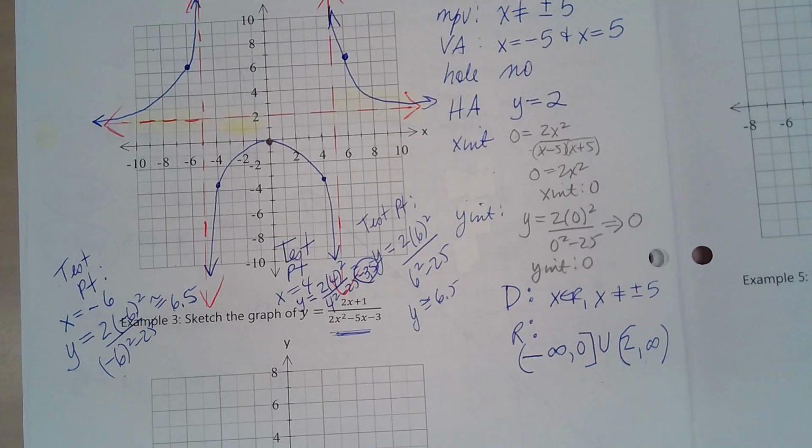Negative 5, 0. Negative 4, 1. Negative 1, 2. Right? This is y equals x plus 3. This is y equals root of x plus 5. And wherever they meet is the solution.